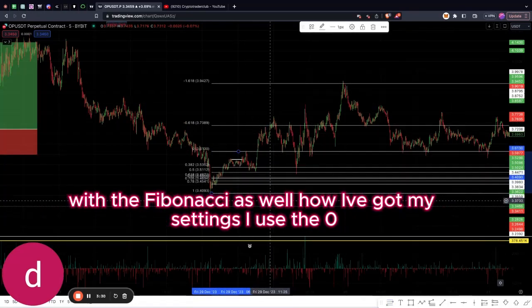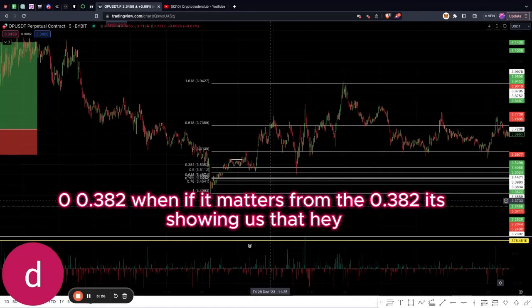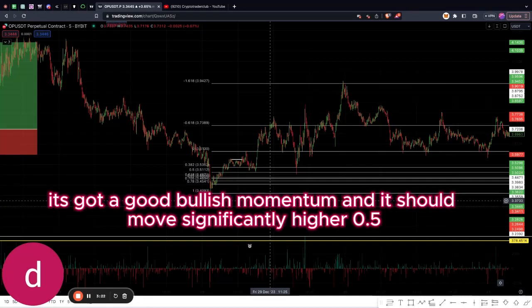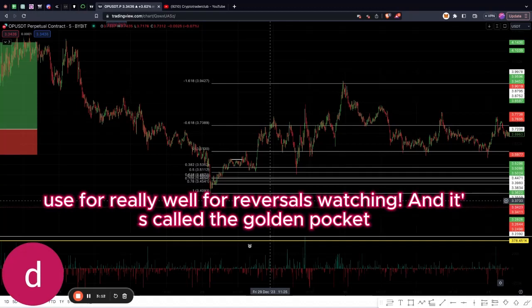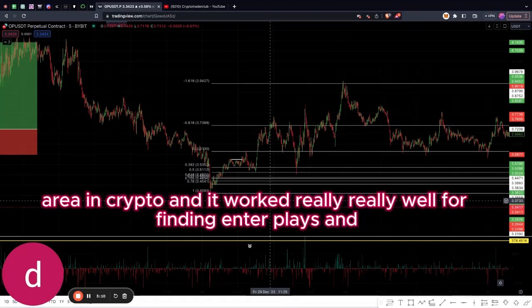Now with the Fibonacci, how I've got my settings, I use the 0.382. If it bounces from the 0.382, it's showing us that, hey, it's got good bullish momentum, and it should move significantly higher. 0.5 shows us the middle of the range. The 0.618 to 0.65 I use really well for reversals, and it's called the golden pocket area in crypto, and it works really, really well for finding and entering plays.